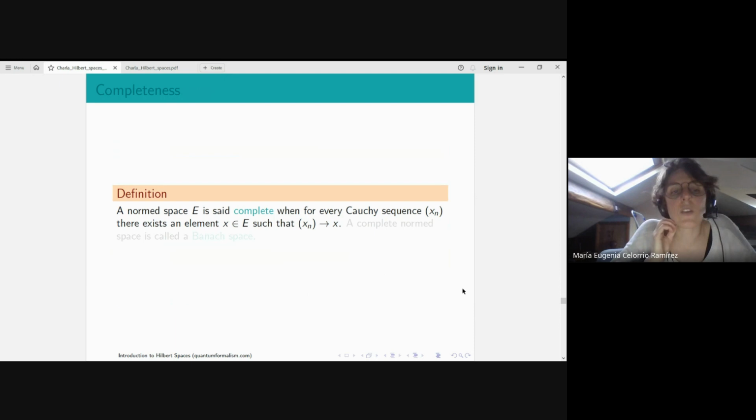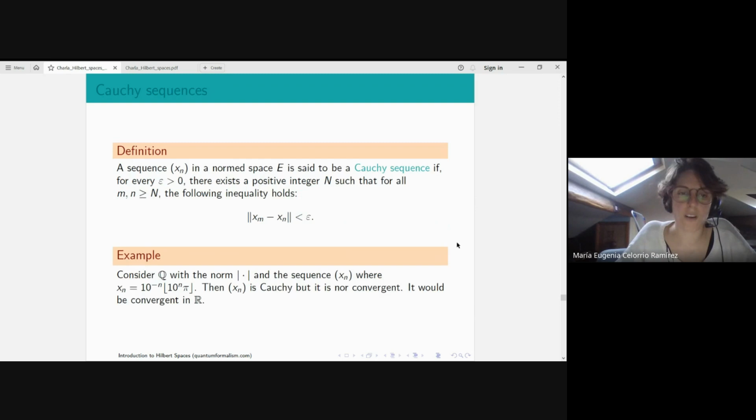So this leads to the following definition. We say that a space E is complete when every Cauchy sequence has a limit in the space. And a complete normed space is called a Banach space. So of these two, R is actually complete because any sequence in R that is Cauchy has a limit in R, but Q is not. We just found a sequence that is Cauchy, but it's not convergent.